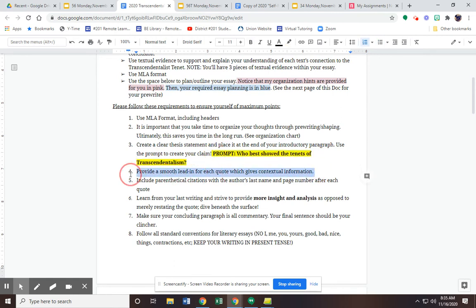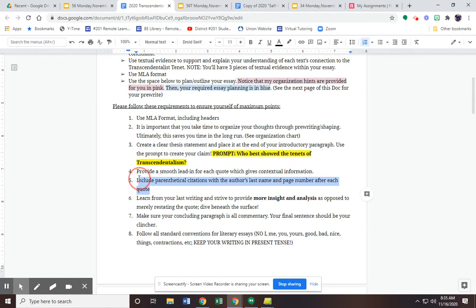This is reminding you whenever you have textual evidence, you can't just throw the textual evidence in there, right? You need to introduce it, and you need to introduce it in a way that's providing contextual information for your reader. Do not pretend or assume that your reader has read these texts. So you need to provide a little bit of background in your quote introduction, a little who, what, why.